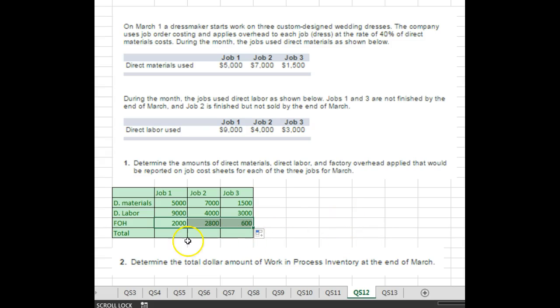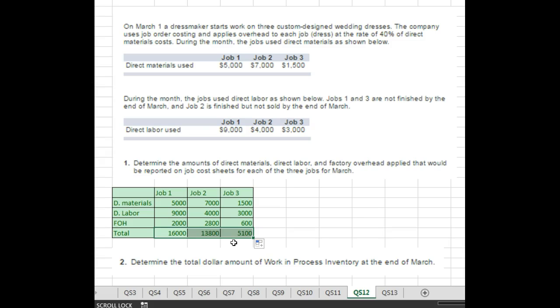And then all I have to do is add them up. So equals SUM here. Going to add these up. And this should give us what their job card is going to be. You have 16,000 for 1, 13,800 for 2, and 5,100 for job 3.